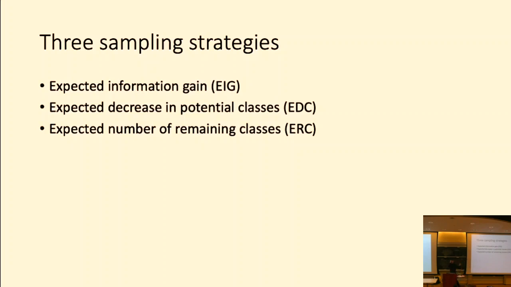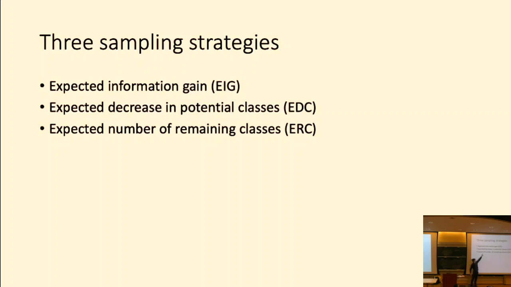So over all examples, over all questions we can ask, which one in expectation will eliminate the most classes? This one is going to focus on examples where we know the least about them, because then we have the most classes to rule out. The other possibility is we could ask this question of expected number of remaining classes.